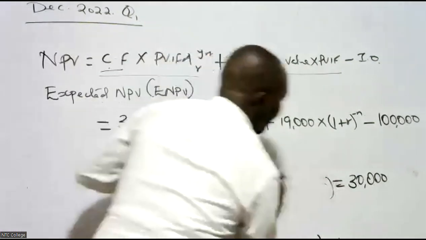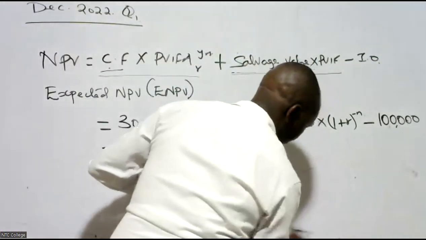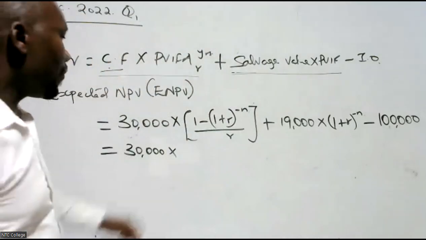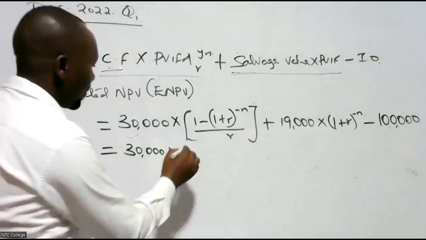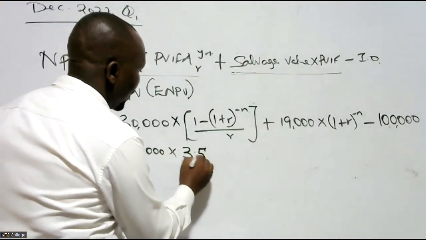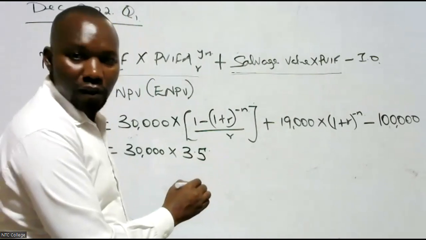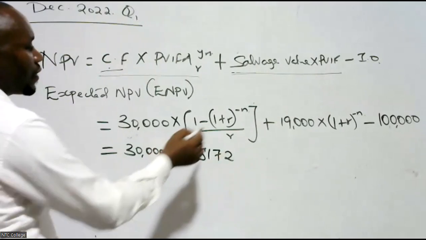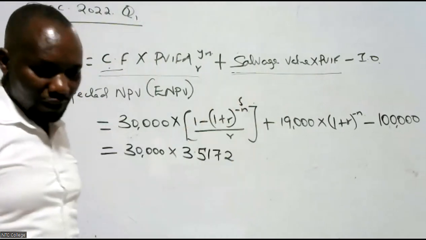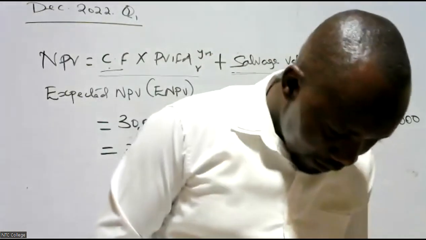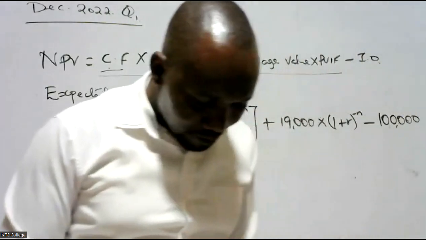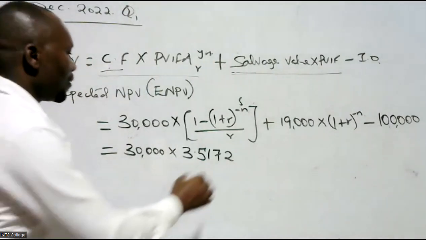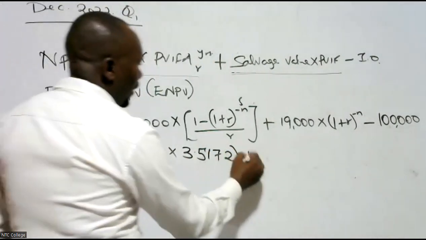Get me the figure. I need to know the PVFA. It is 3.5172, because you have used the 5 years. So the period here is 5. The rate you have used is 13%, so you have used 13%, 5 years. Calculate that for me.